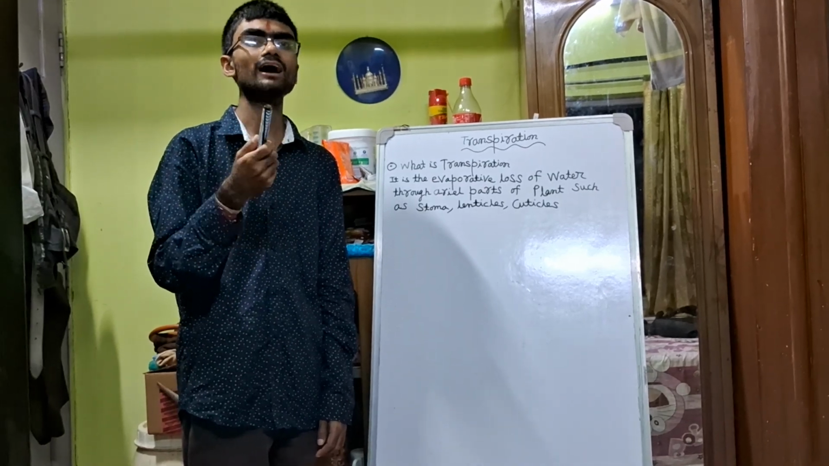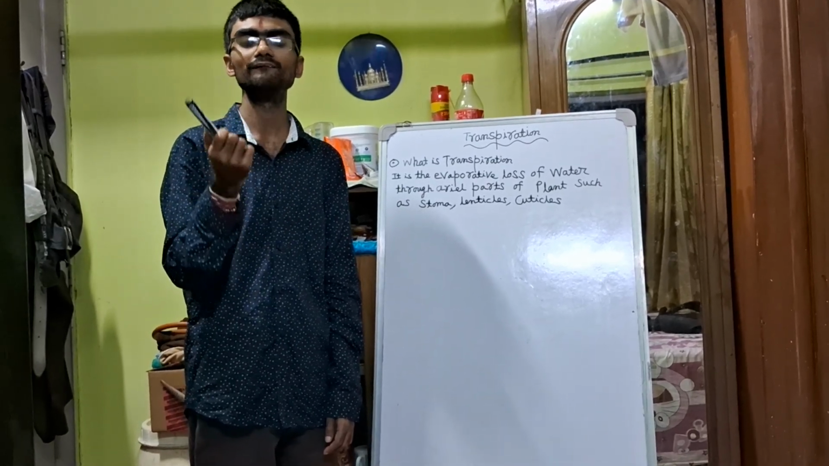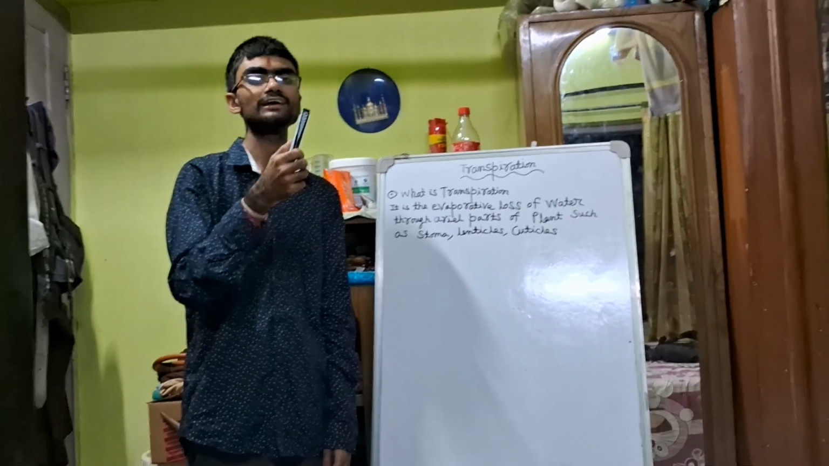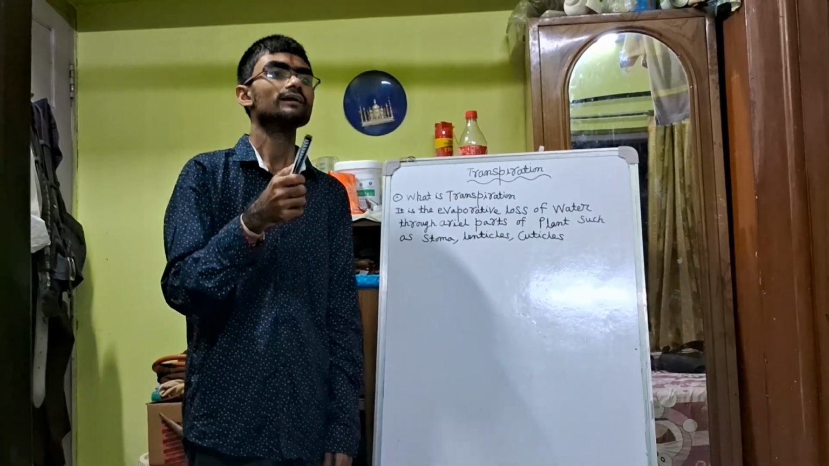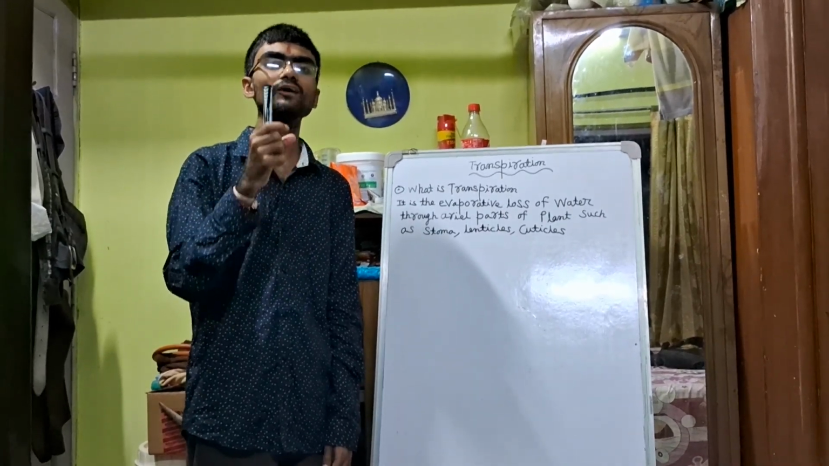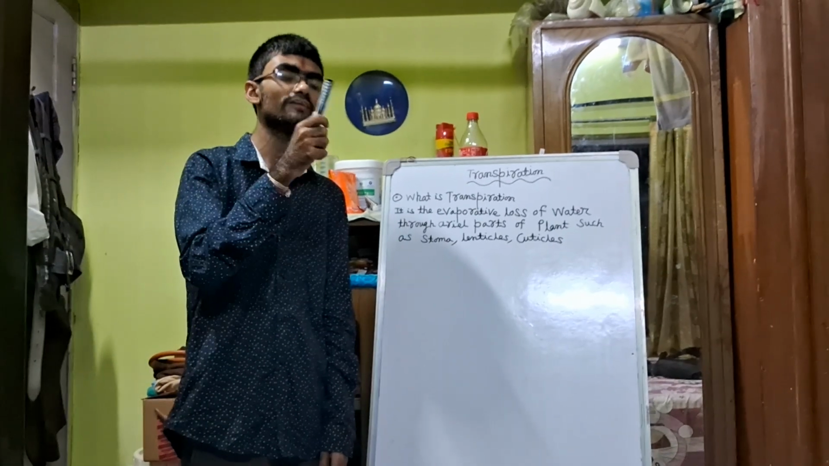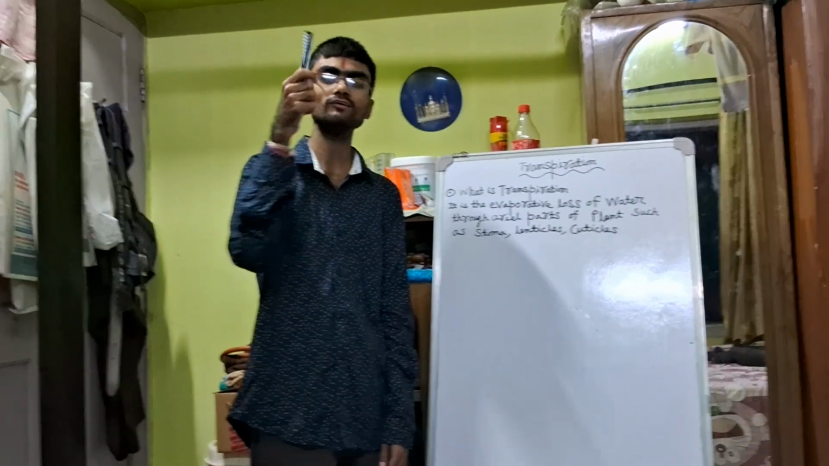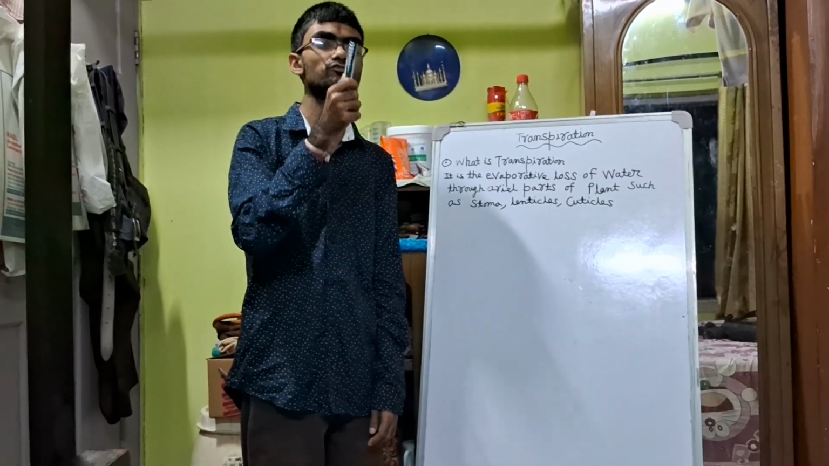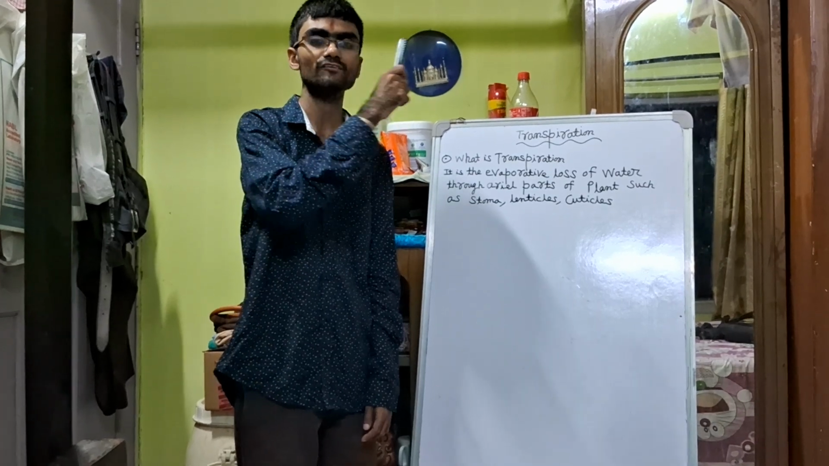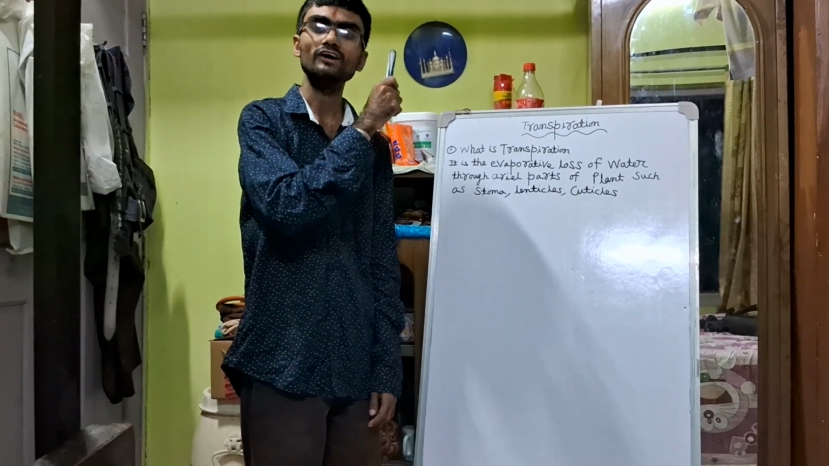For example, stoma are minute openings that are present in the epidermis of leaf. Cuticle is a waxy layer secreted by the epidermis of leaf. Lenticels are minute openings found in the bark of old and woody stems. So through these openings, water escapes out in the form of vapor. So this escaping of water in the form of vapor through aerial parts of plants is called transpiration.